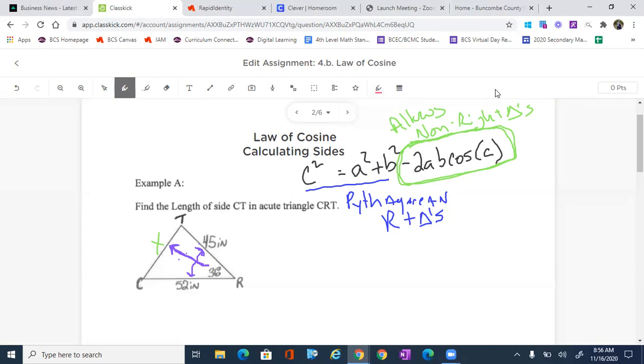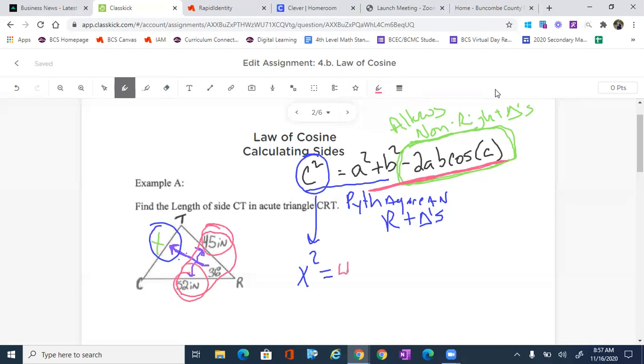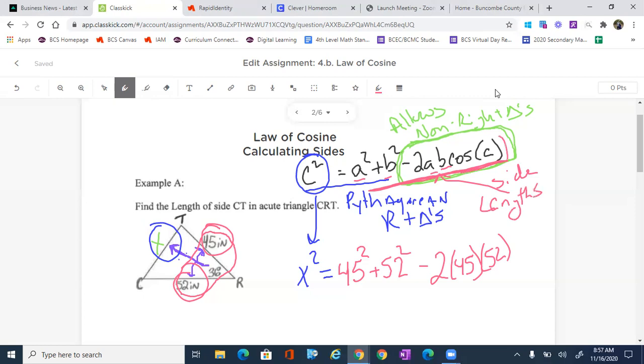The way it's set up really helps us if we think about a sword. Down here in the handle, that's this whole entire piece right there, okay? And the tip or point of the sword right here, that's the c squared. So we can set it up now. I'm going to write, okay, well, this is x squared equals a squared plus b squared. It doesn't matter, these are the sides. So I just put 45 squared plus 52 squared minus 2 times 45 times 52, because a and b are going to be side lengths. And then we do cosine of the angle that is opposite of x, which is 36. That's that other piece that goes in there. So I'm going to put cosine of 36.